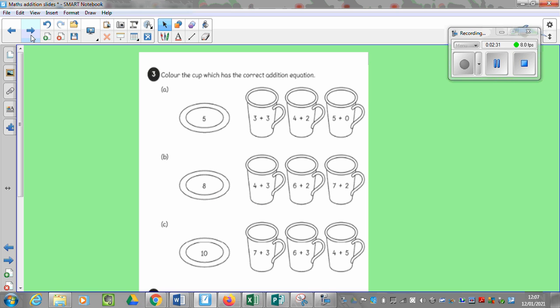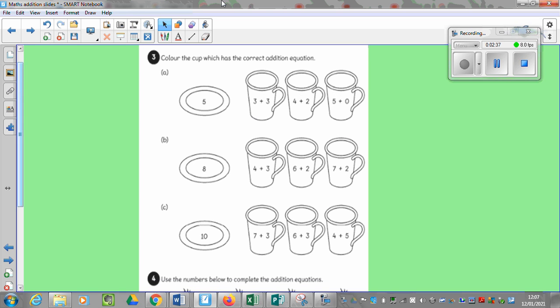Okay, so the next 2 sheets are quite easy, the second and third sheet. So this is the 4th sheet. Over here you've got a plate, and it says colour the cup which has the correct addition equation. Now equation is just another word for sentence or number sentence. So you're looking for a number sentence that adds up to number 5 over here.